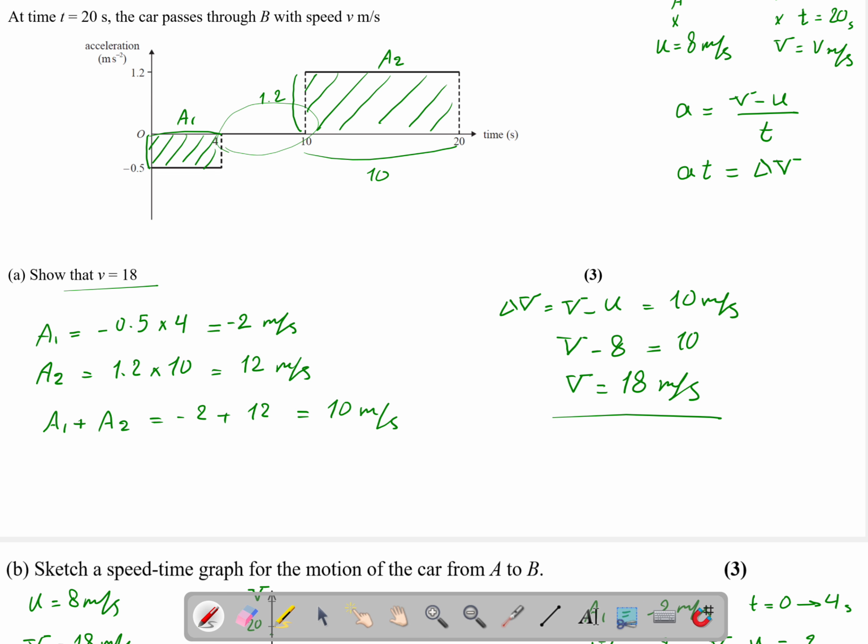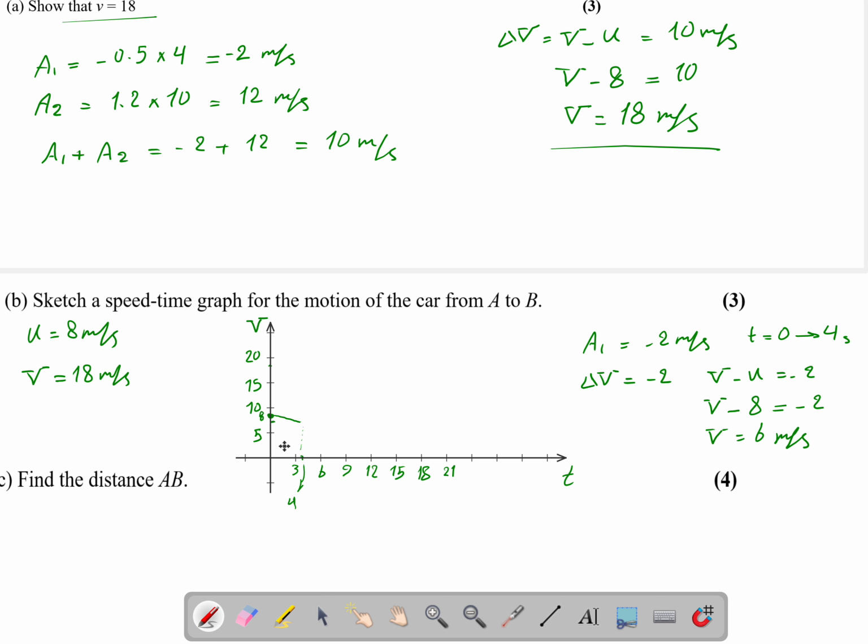So it means that delta V equals 0. It means that V minus U equals 0. It means that there is no change in velocity. It means that V equals U. So our velocity will be same until 10 seconds. Let's first draw it.